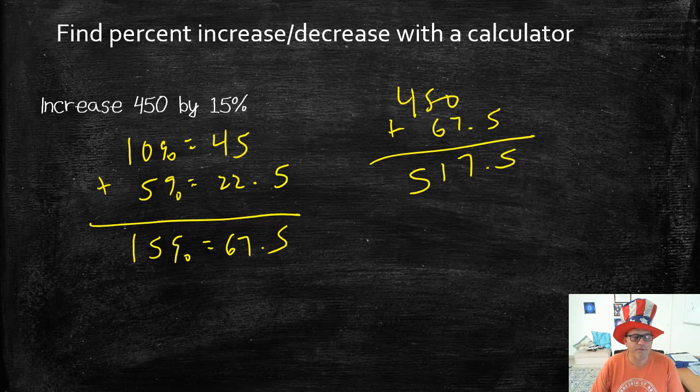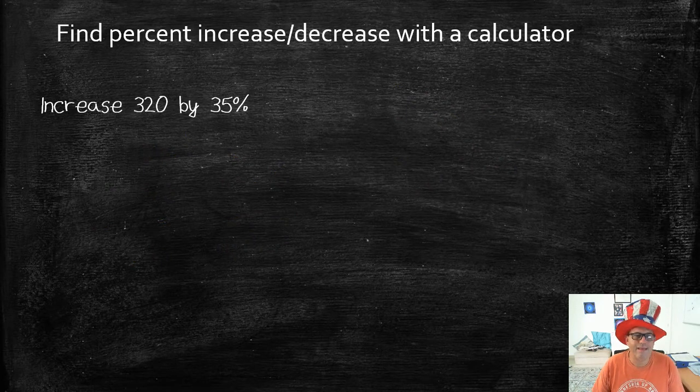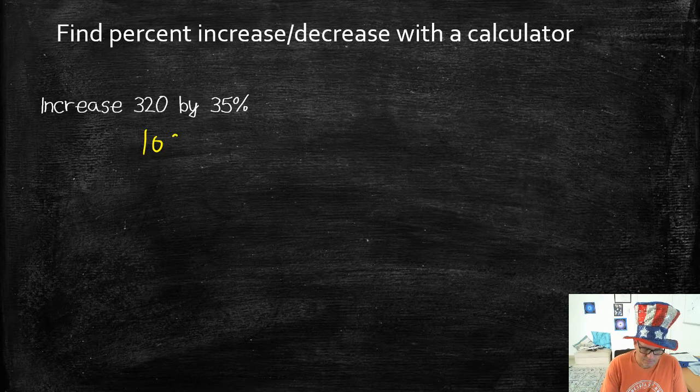Again, we did lots of problems like these without our calculator. Okay, let's look at one more example without our calculator. Increase 320 by 35%. Again, we can break it down, and remember we break things down, they're usually like 50%, 25, 10, 5, things that we can easily do almost in our head. So I might start with 10%, which is going to be 32.